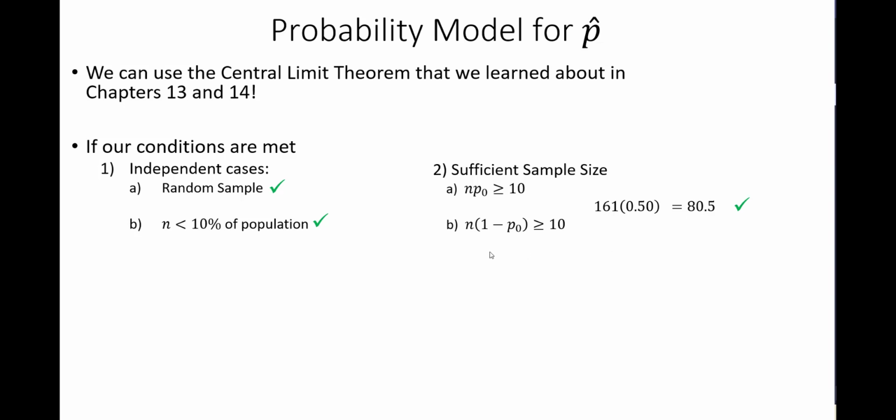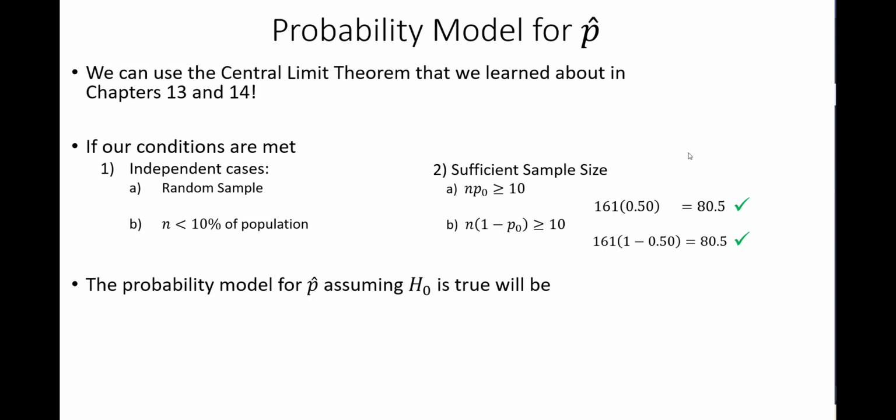And then we'll do the same thing, but now for our number of failures. If we expect to win half the time, we should expect to lose half the time. So it's still 161 times 1 minus 0.5, and that'll also give us 80.5. Then our sample size is large enough, so that way our sample proportion will follow a normal model.